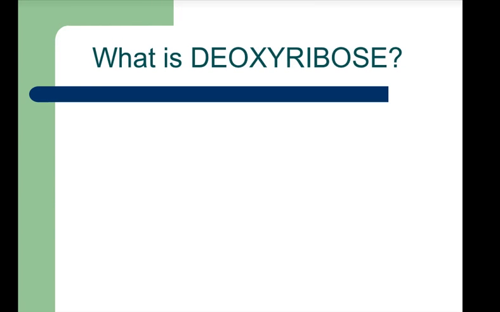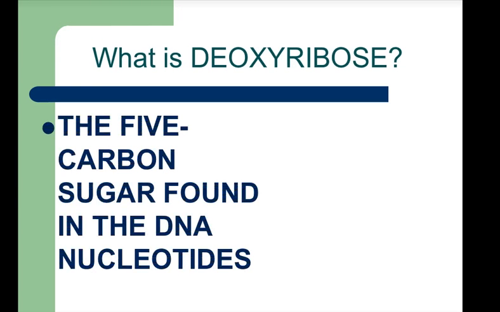So what is deoxyribose? It's the 5-carbon sugar that's found in the DNA nucleotides. Deoxyribose is what DNA is named for, deoxyribonucleic acid.